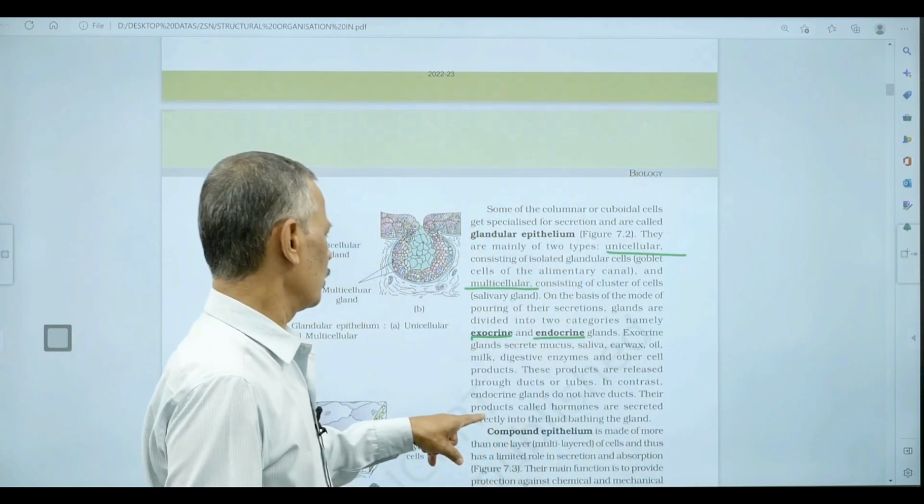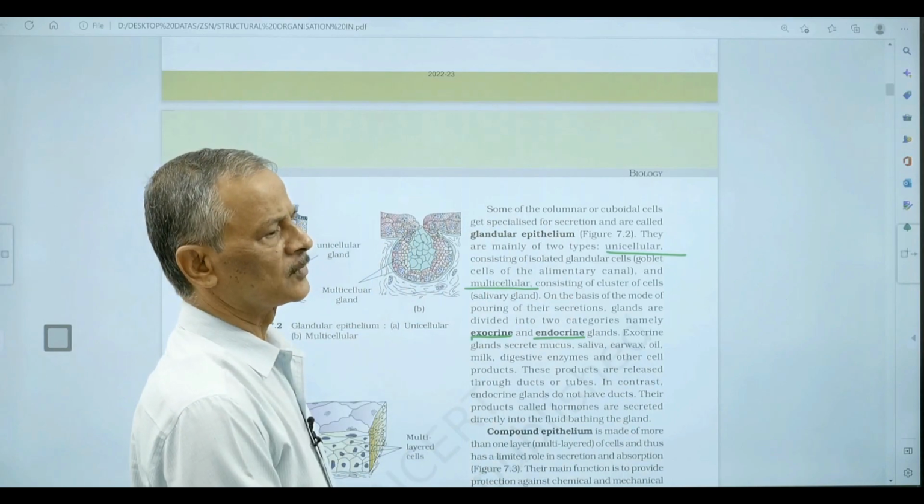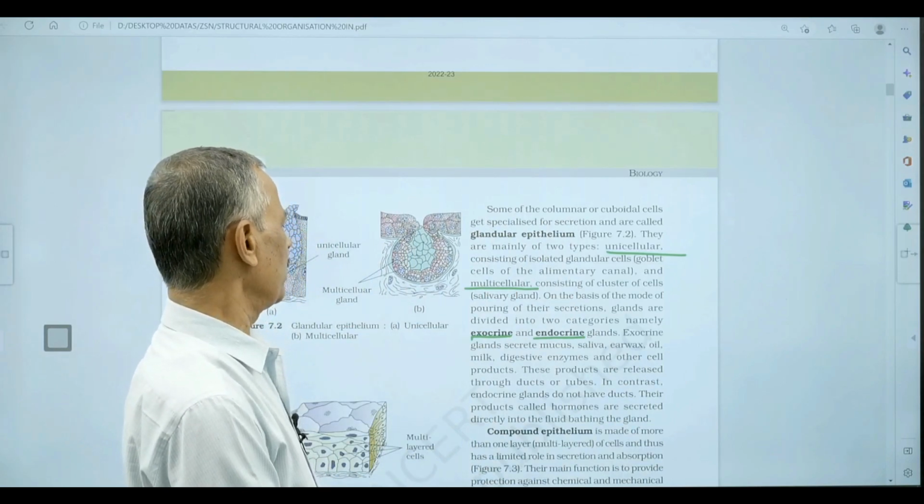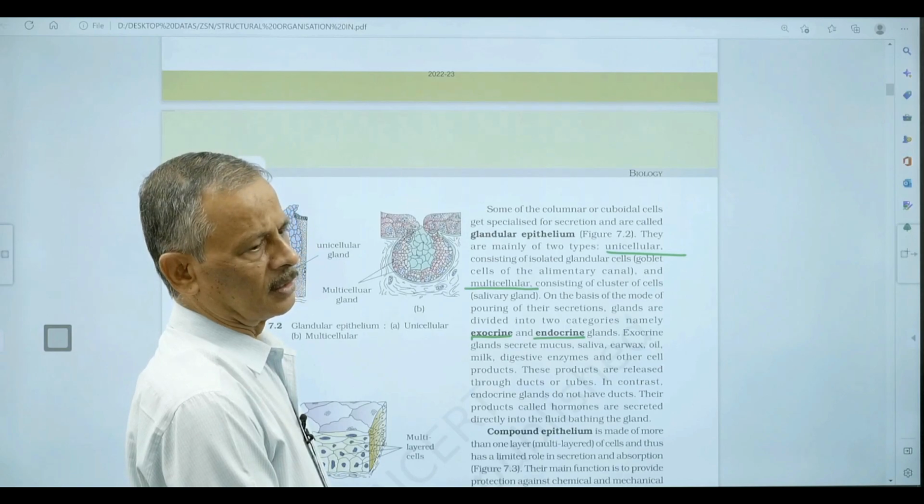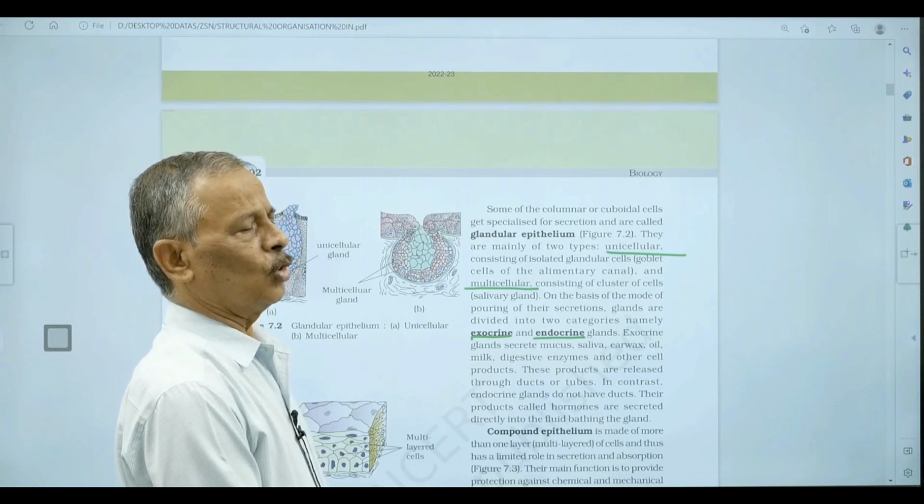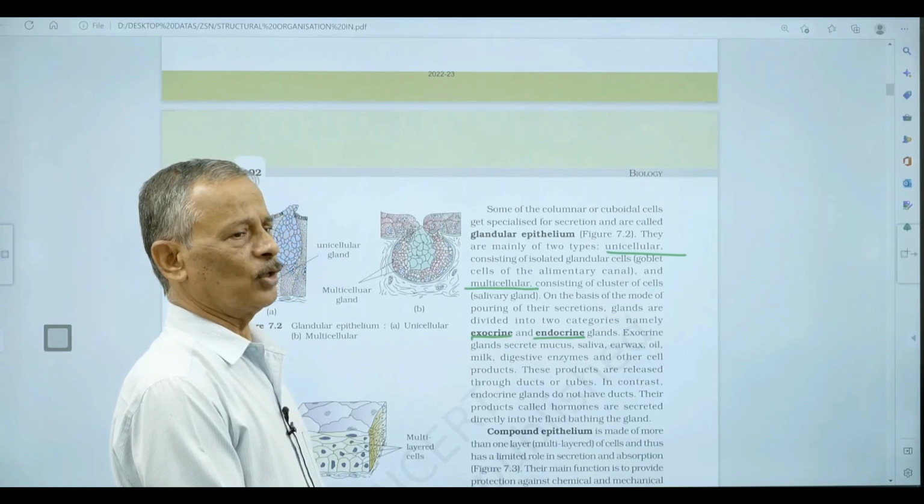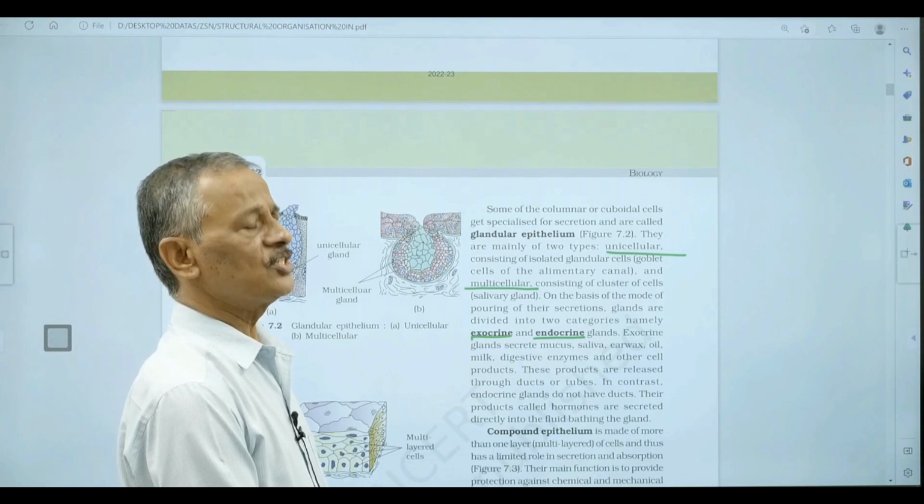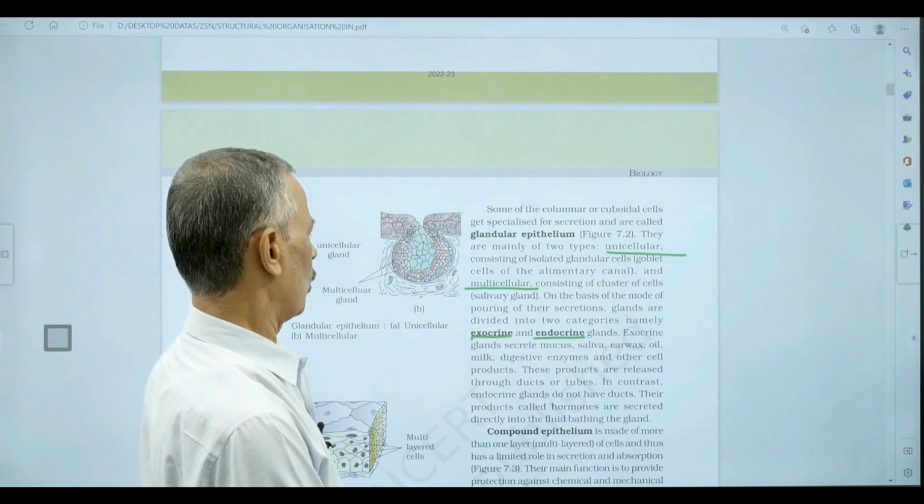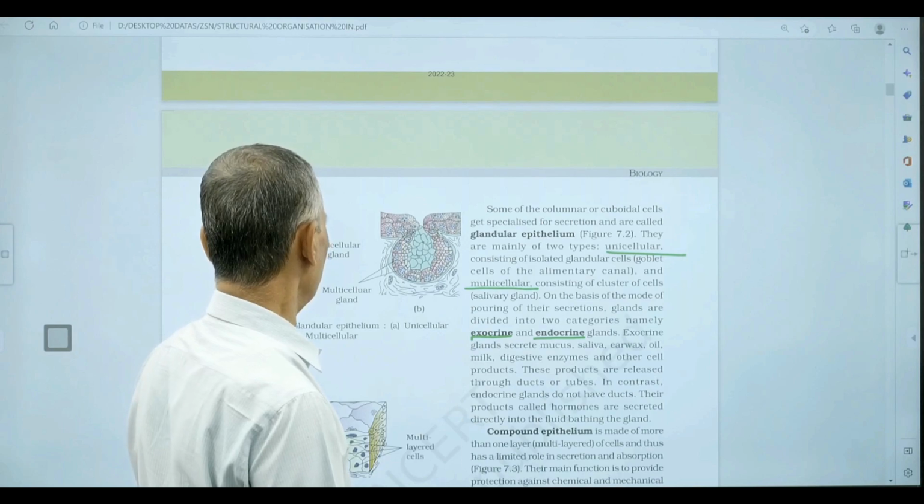Okay. So, all cells of our body remain bathed in blood. So, secretions of these endocrine glands can reach any cell of our body. So that's about the simple epithelium.